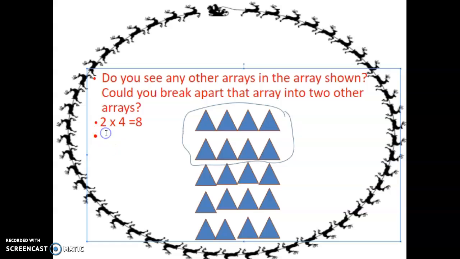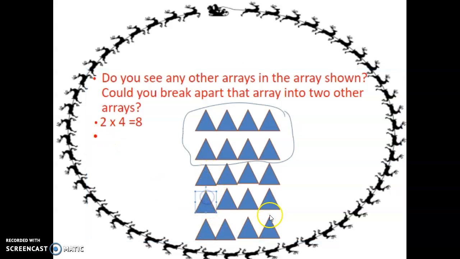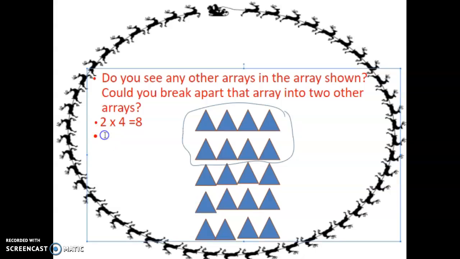I can also do another multiplication sentence for this array. As I look down through here, I see 3, and then I see 4 in each of the 3 rows. So my multiplication fact is going to be 3 times 4 equals 12. Now, I can use my knowledge of those two facts and put those two answers together to get 8 plus 12 equals 20. So now I can just add those two together to get the answer for the whole array.